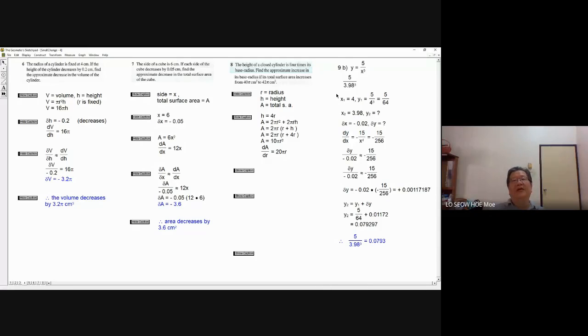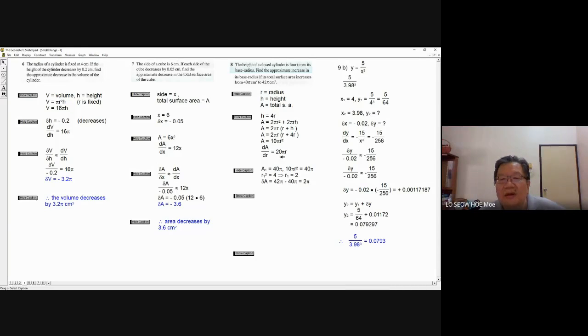Now, before that, I have to find what R1 is first. R2 no need to find. I only need to find delta R. So I have to find R1 first. So they tell me A1 is 40 pi.